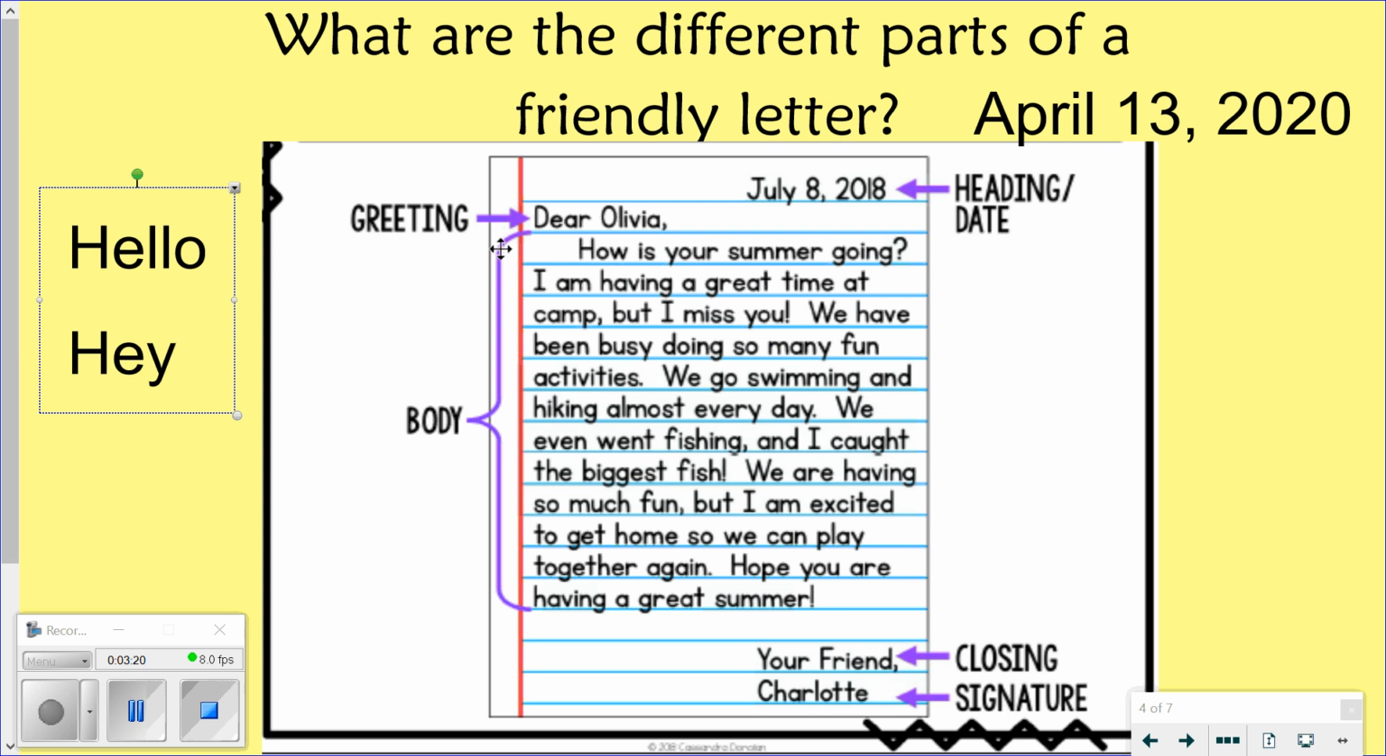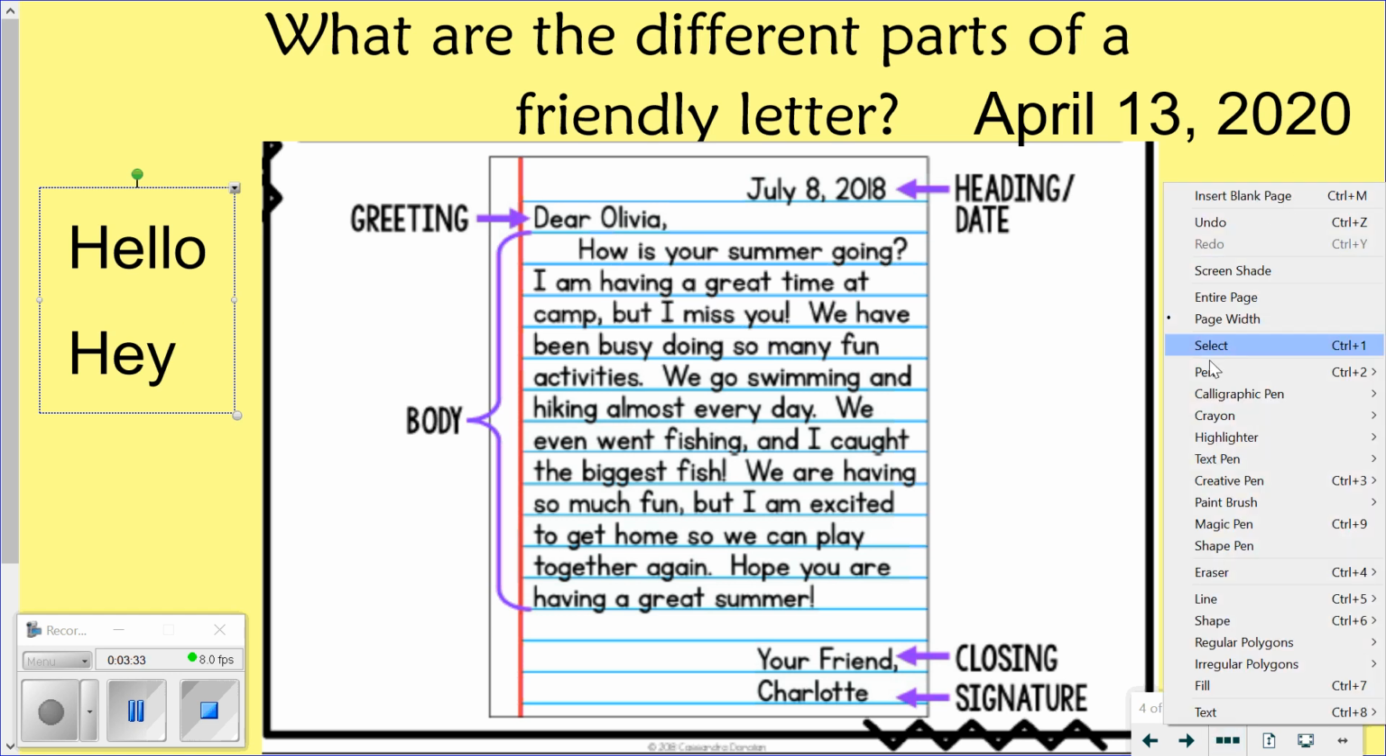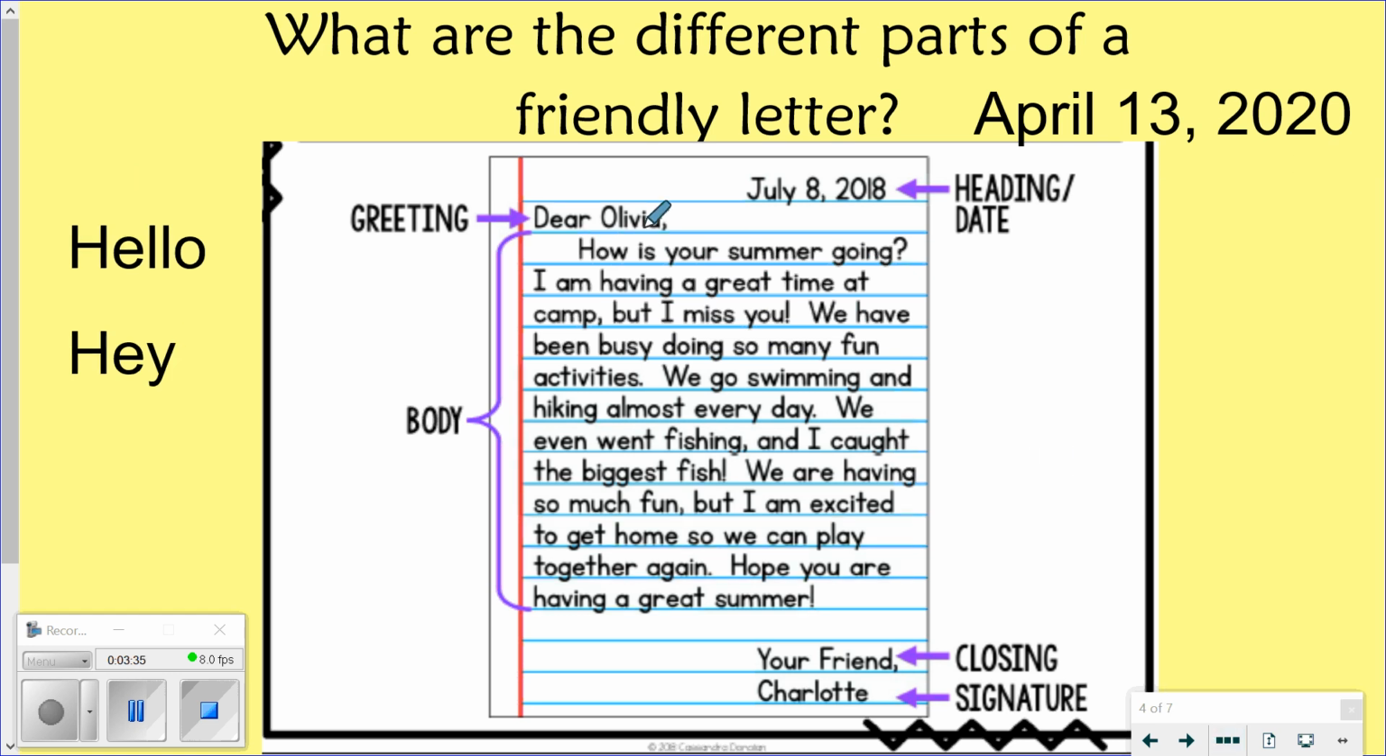And we know that we're going to start that with a capital letter. And we're also going to have their name. Olivia is capitalized O because that is her name and it is a proper noun. And then I want to point out that you write a comma after the person's name.